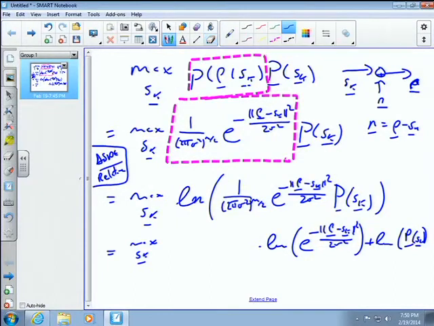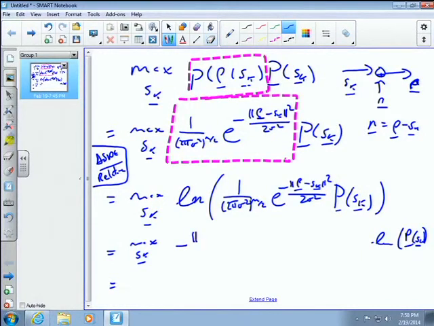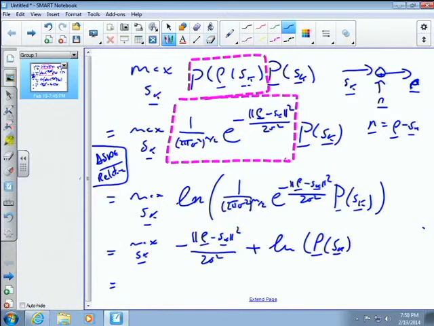Now, here's the fun part. That exponential bothered me because until now, I was worried that I had to deal with a receiver that was nonlinear. I'm going to have an exponential, right? The natural log of the exponential of this argument counteracts each other. So what we end up getting is minus the norm of rho minus s_k squared divided by 2 sigma squared, and then let's bring this guy over here, plus the natural log of the probability of s_k, right?